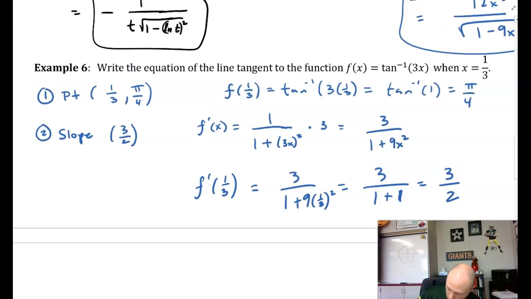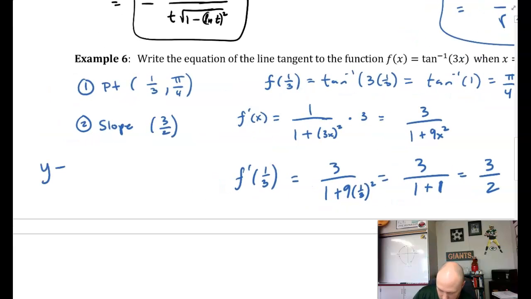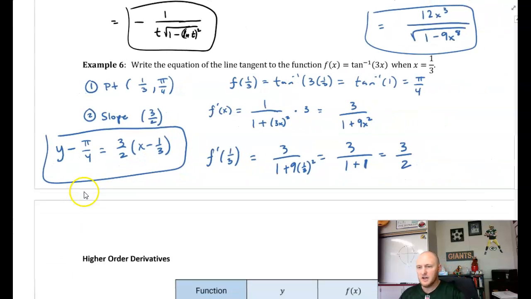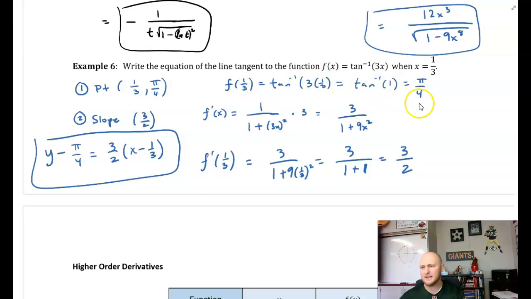Okay, I have my point. I have my slope. So here is our equation. Y minus pi fourths is equal to 3/2 times x minus 1/3. There's our equation. Okay, I'm going to go ahead and cover higher order derivatives in another video.